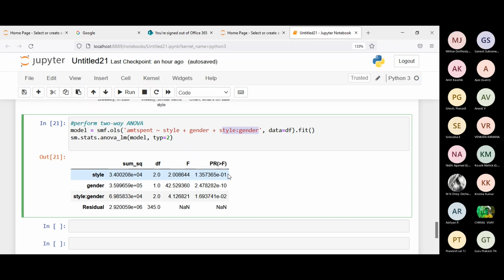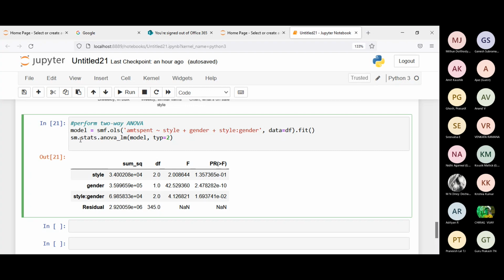Exactly. If you are including only style, that is the first categorical variable, it is called the main effect, only one variable. If you're including the second variable, that is gender, that is only the second categorical variable. But if I want to check the joint effect of both the variables style and gender, I'll have to put style colon gender. Right? In the case of one way ANOVA, there is no question of having a colon because I had only one variable. Correct? So this is where we are putting style colon gender and specifying the data.